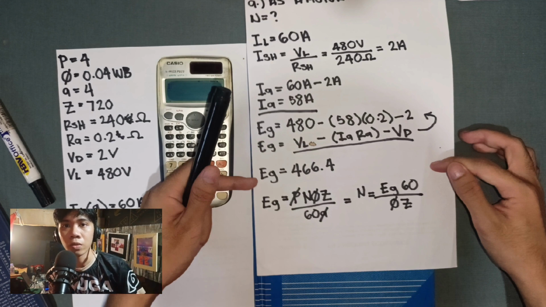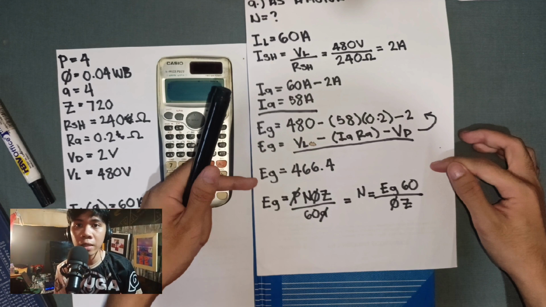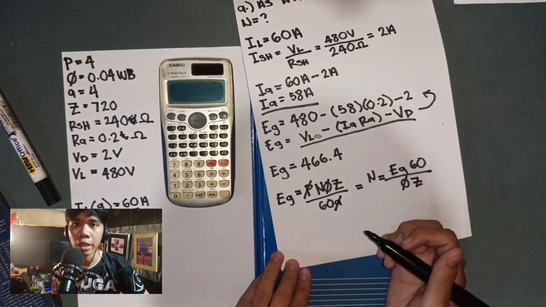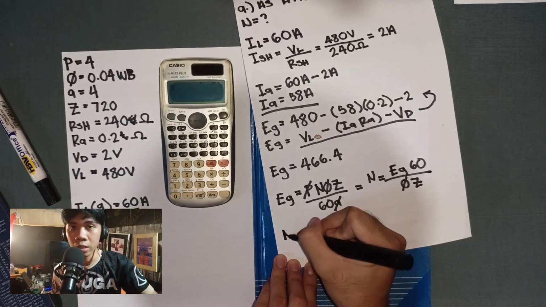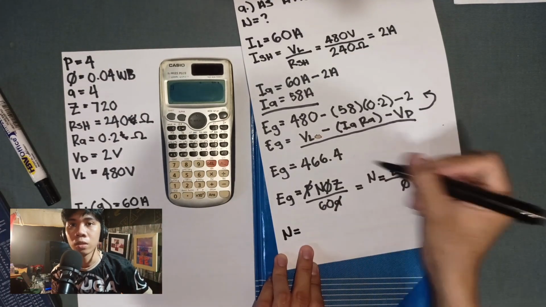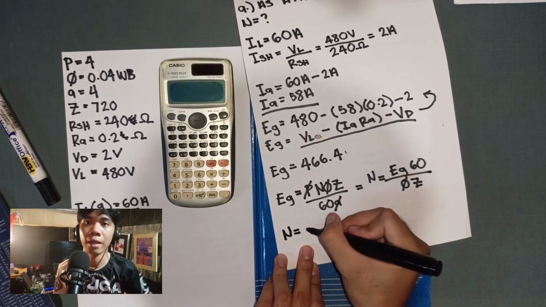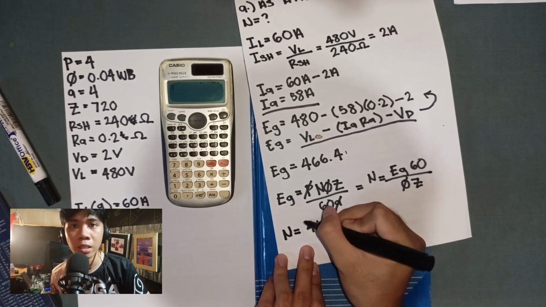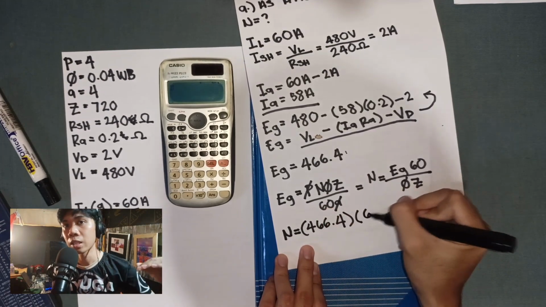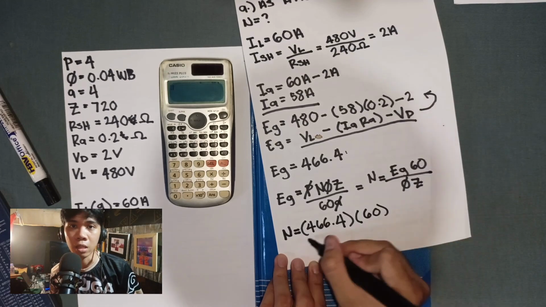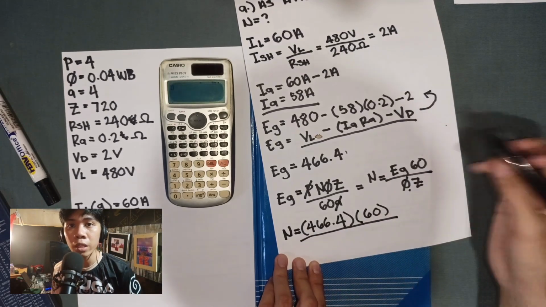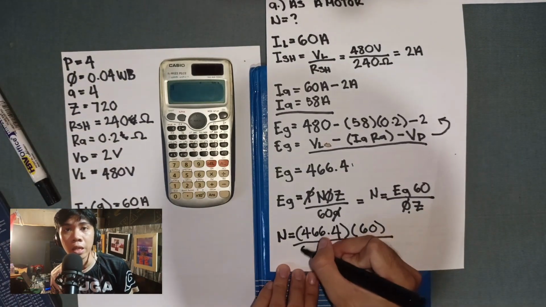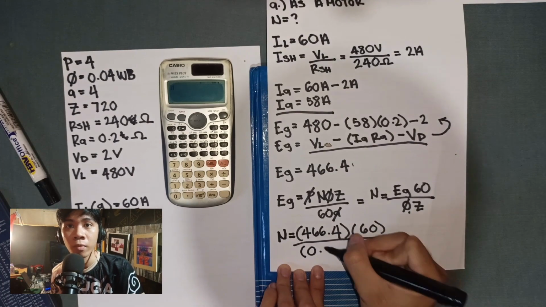So, now, papasok tayo dito sa pagsagot ng N. So, sa N, na-isolate na natin N para mahanap yung formula nito. So, isubstitute na natin lahat ng mga given. So, from the EMF or EG natin na 466.4 times 60, kasi kinonvert natin yung formula, yung EG times 60, all over the flux or 0.04 Weber times the conductors, which is 720.